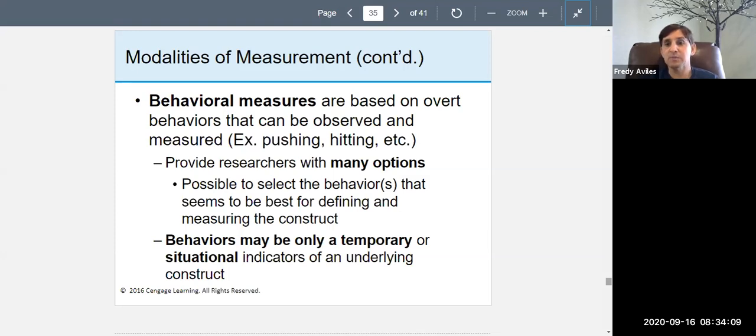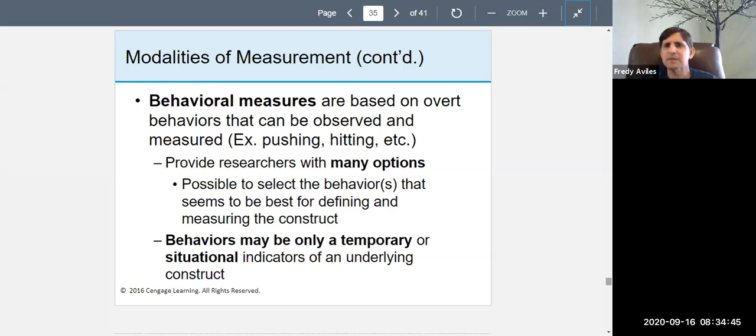The problem is, behaviors may only be a temporary or situational indicator of the underlying construct. Maybe you see a little bit of pushing or something like that. That might be temporary. Maybe the person doesn't always act that way. Or maybe the person hits somebody, but they don't always act that way. Maybe they're not really aggressive. It's just that particular day, things are working out a certain way. Maybe they're not feeling very good, or they're upset, or whatever it is, and that's why they're showing that. Or it could be situational. It could be that somebody's picking on them, and that's why they're behaving that way, but they're not normally aggressive.